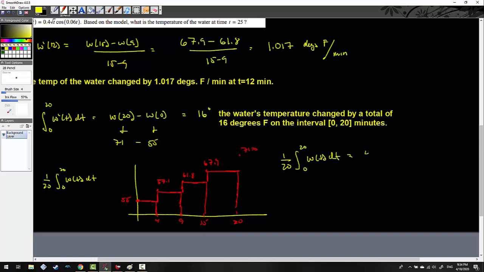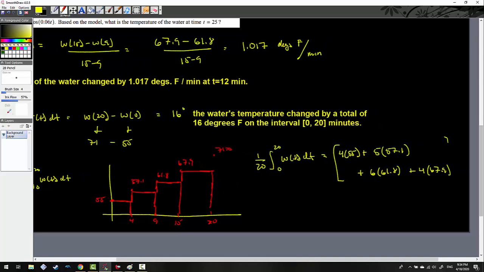My first base is going to be 4 with a height of 55 at that moment in time. My next base is 5 with a height of 57.1 at that moment in time. And then plus a next base of 6 with a height of 61.8 at that moment in time. And then my last will be 4 with a height of 67.9. And all of that will get divided by 20, or multiplied by 1 over 20, for average value.